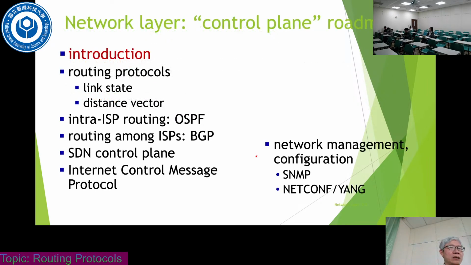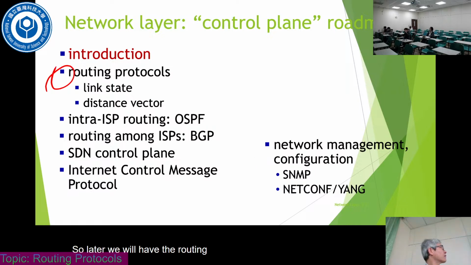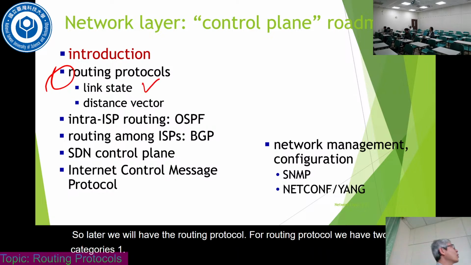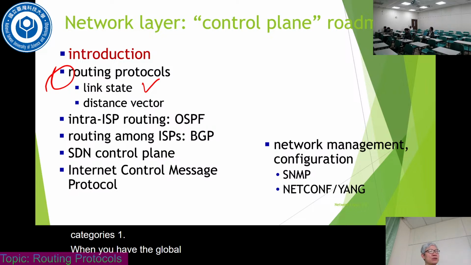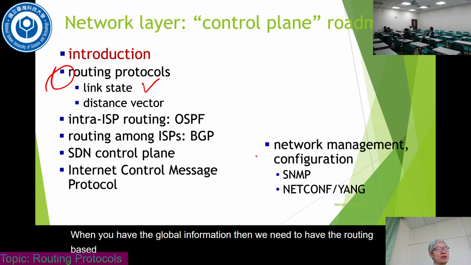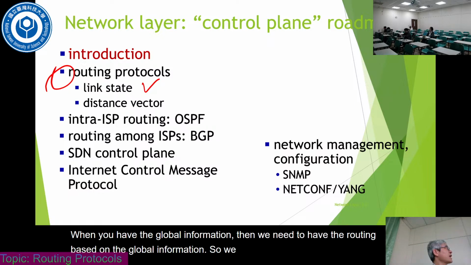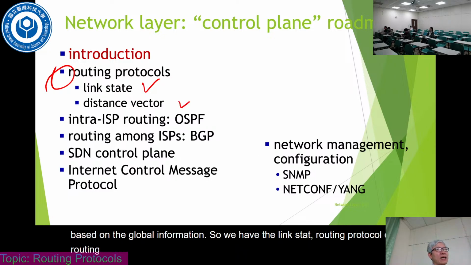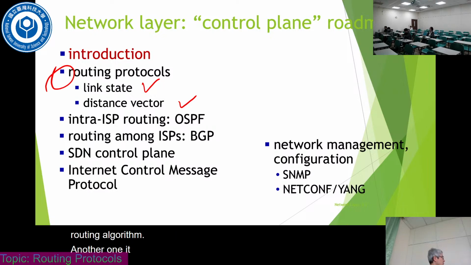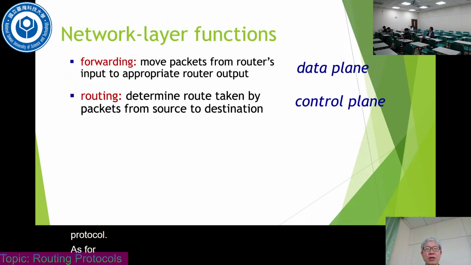So later we will have the routing protocol. For routing protocols, we have two categories. One, we need to have the global information, and then routing based on the global information. So we have the link state routing protocol, or routing algorithm. Another one is the distance vector. That is, we have a distributed protocol. As for the others, later we will check them.